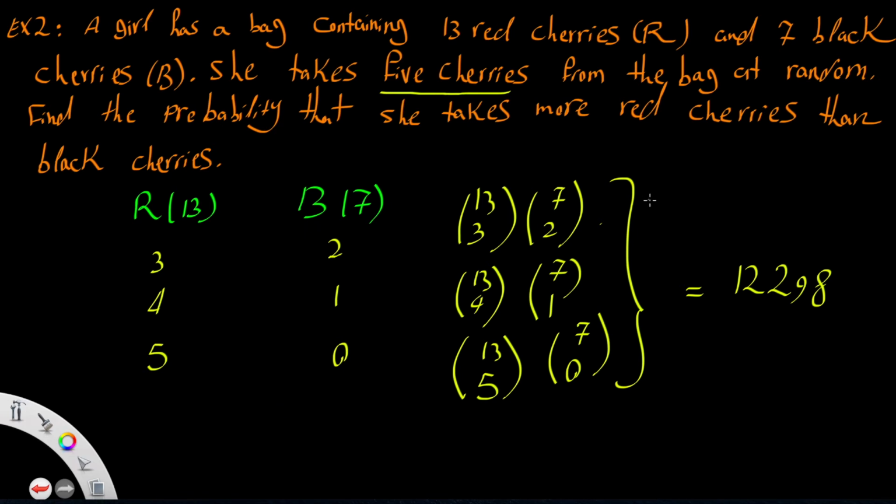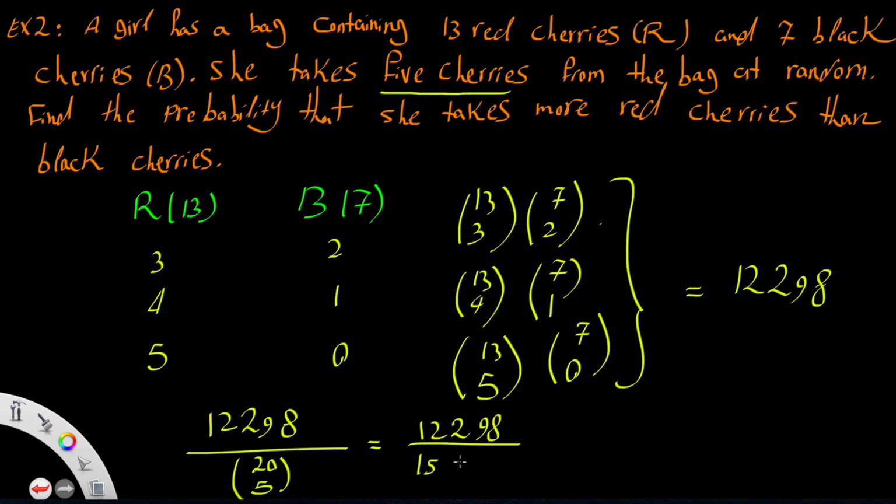Now, as it is a probability, this is the number of favorable outcomes. So it will be 12,298 over the total possible number of ways. You are going to select 5 cherries out of the total number of cherries in the bag. So it will be 13 red and 7, which is 20. So it will be 12,298 over 15,504, which will be 0.793 as the probability.